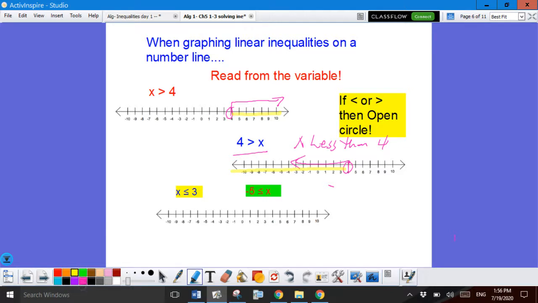So remember to always read from that variable. So x, here's 3, closed circle to the left, and this one is going to be x is greater or equal to negative 5. So I am at negative 5, closed circle to the right because that is greater than or equal to. So my solutions on this one would be heading this way, and my solutions on the purple one would be heading that way.